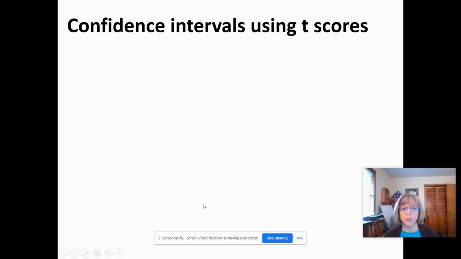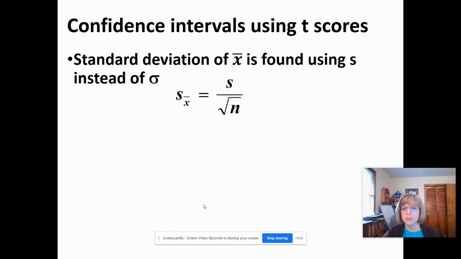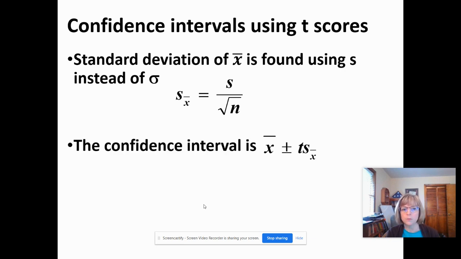Hi, we're going to go over how to calculate confidence intervals now using a t-score. So remember, we're using t-scores because we don't know our population standard deviation, our sigma. So we're going to use a formula that's similar to what we saw before, but it's slightly different. So our confidence interval will be found by taking x bar plus or minus t times s of x bar.